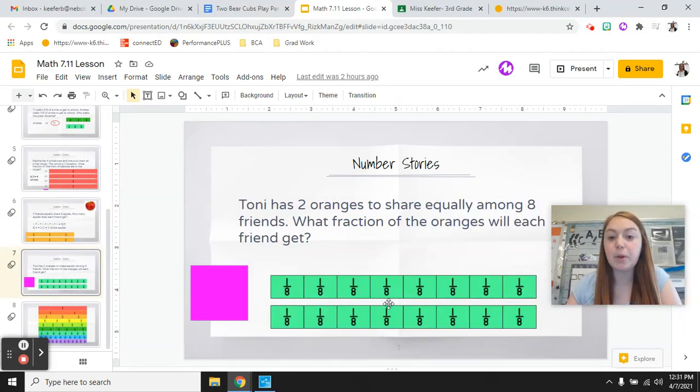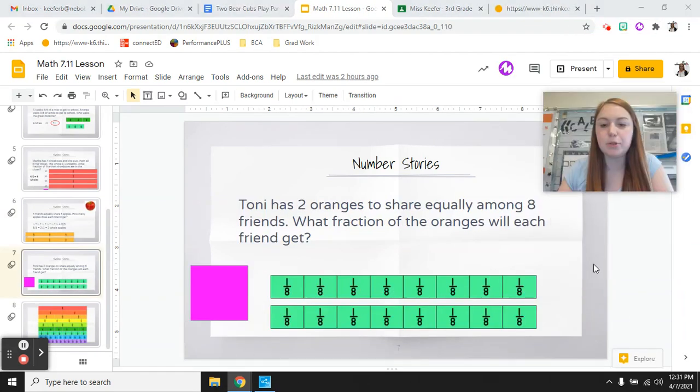So this is the last problem we are going to look at for our fraction number stories. So it says, Tony has 2 oranges to share equally among 8 friends. What fraction of the oranges will each friend get? So we're looking at 2 oranges and 8 friends. That's where we're getting our fractions from, right? So if we have 2 full oranges and we're dividing them among 8 friends, our denominator is going to be 8s, and we're going to have 2 full strips because there's 2 oranges.